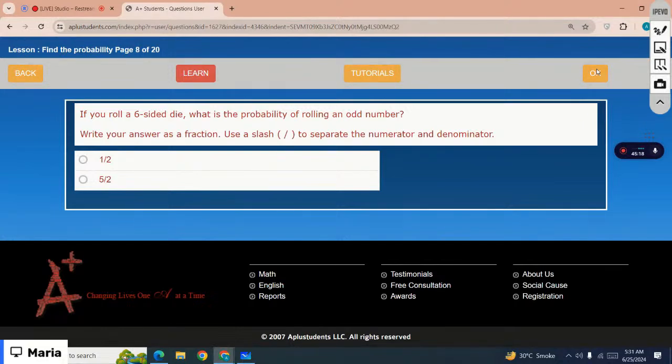The correct option is 1 over 2, because half of the numbers are odd and half of them are even, so that is half.